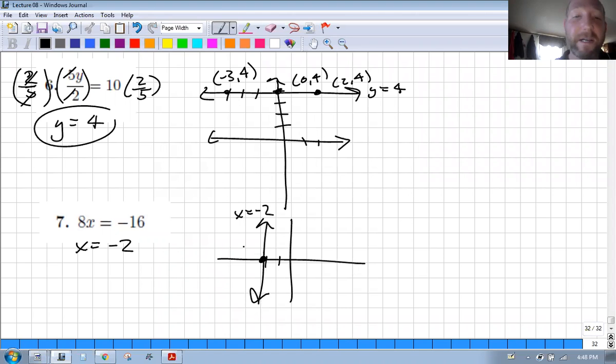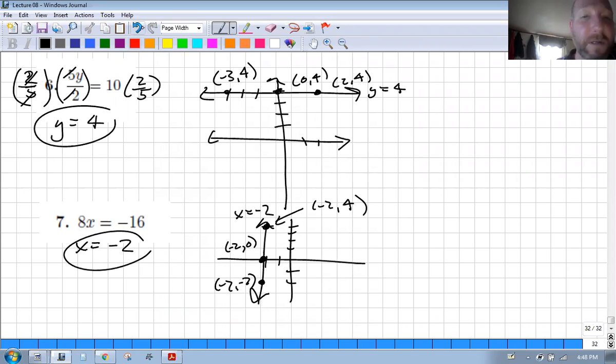So this point right here is negative 2, 0. This point here would be negative 2, negative 2. That point there would be negative 2, 4. All the possible coordinates where x is negative 2 give you this vertical line.